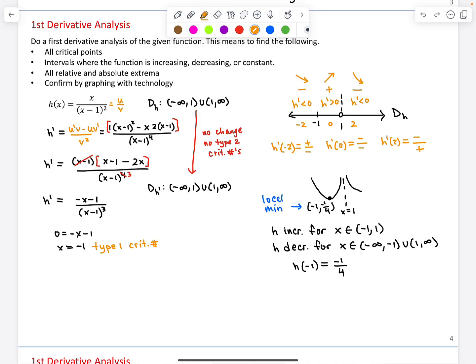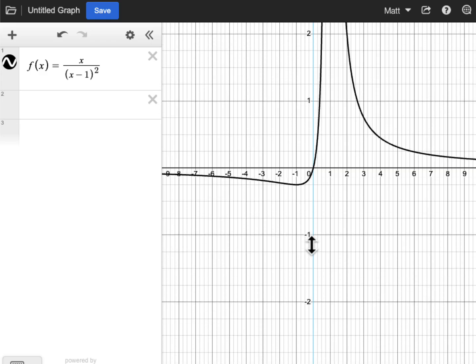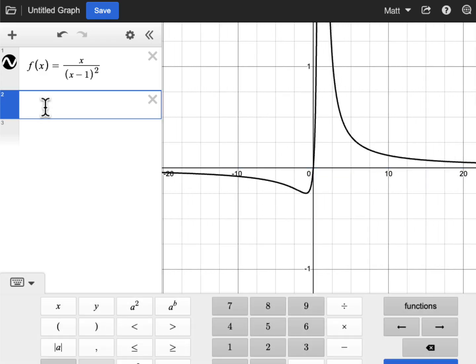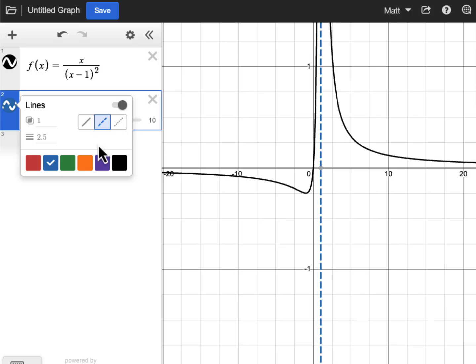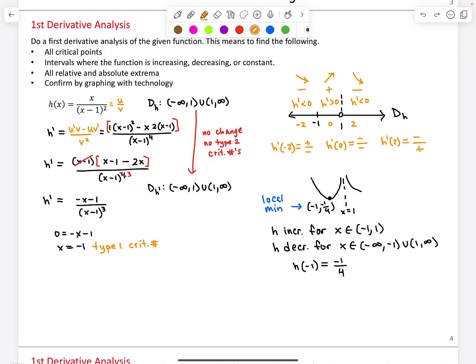Graphing this function in Desmos gives me this image. Let me change my viewing window. I'll stretch out the y-axis and compress the x-axis. So we can more easily see we do have a vertical asymptote when x is 1, and then this relative minimum at negative 1 comma negative 1 quarter. Of course, at this point, we can now also conclude that this is a global minimum of the function. All right, let's go to the next page.